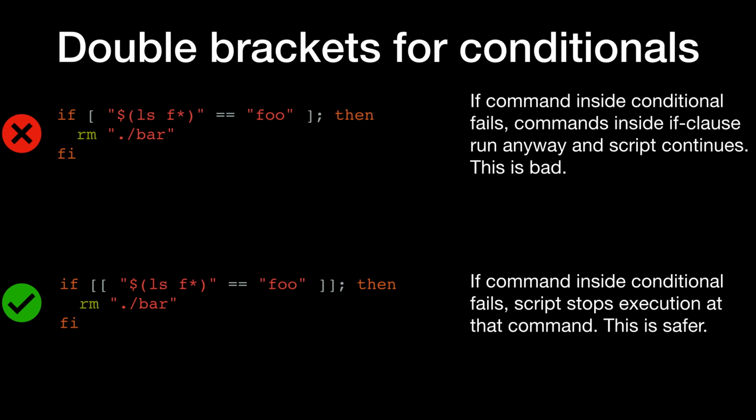But if you were to use the bash feature of double brackets for conditionals, if ls were to fail for any reason, the interpreter stops right there. Nothing else gets run, and the actual script will be exited without running anything further. And yeah, that's definitely safer. And an error code, of course, will be thrown.